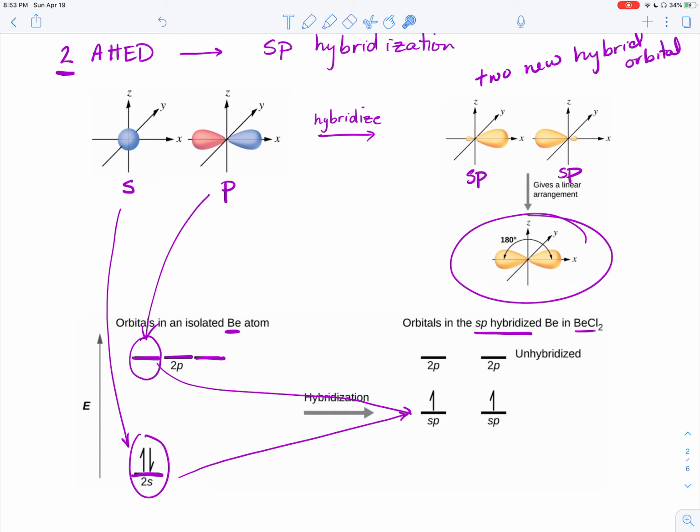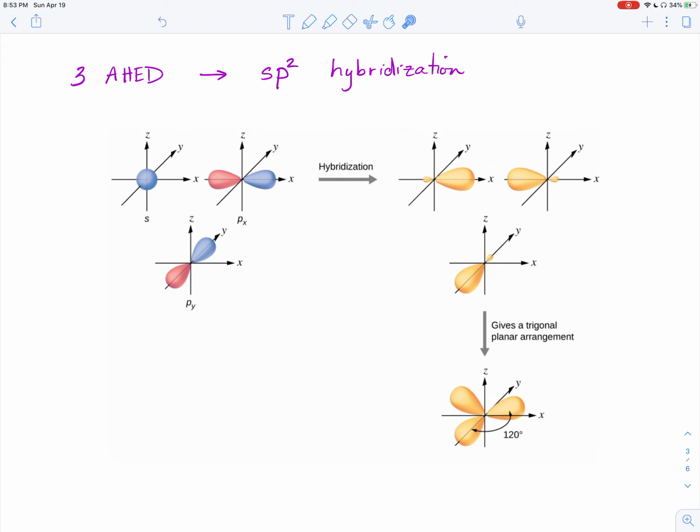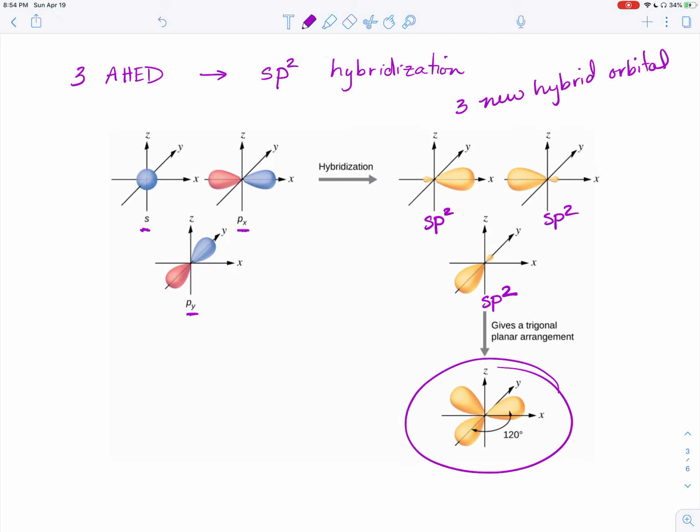So what about 3 areas of high electron density? If we're going to use 3 areas of high electron density, then we need 3 orbitals. We always start again with an s, and this time we'll use 2 p orbitals. We will hybridize all 3 of these, combine them together, and essentially create 3 new hybrid orbitals, and those hybrid orbitals will have a new name. Their new name will be sp², sp², and sp², and they're all shown together on the same graph combined here that I just circled.